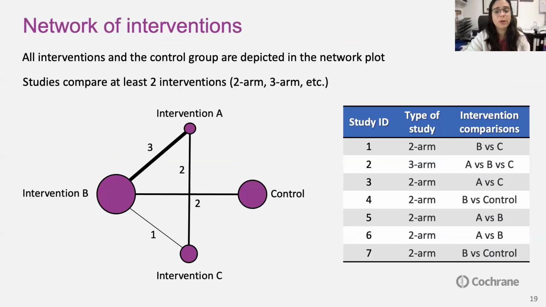So here we have 4 different interventions, including control, that were assessed in 7 studies, as we can see in the table on the right-hand side. Now, in this table, we can see that the data set includes studies comparing 2 or 3 interventions. Now, in the network, we present all the 3 interventions and the control group, as you can see. So all are compared in at least one 2-arm study. So we have at least one paired intervention study, let's say.